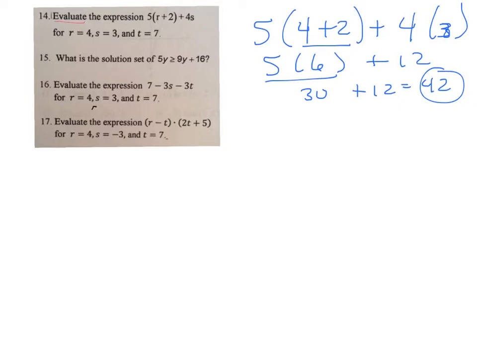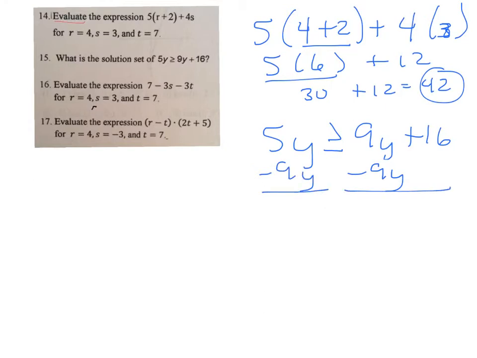Number 15, what is the solution set of 5y greater than 9y plus 16? So this is just like number 13. So if I have 5y is greater than or equal to 9y plus 16. Well, in this case, I got to get my y's together. So I'm going to subtract 9y from both sides. So I'm going to go minus 9y here. And what I end up getting, that 9y is gone. I'm left with 16 on this side. And then 5 minus 9y is a negative 4y.